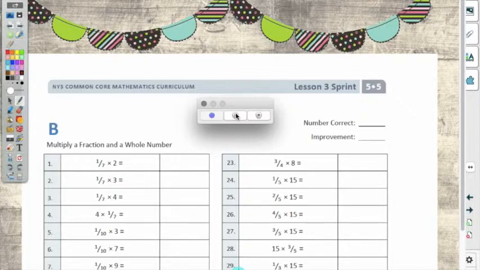120/8 equals 15, 168/8 equals 21, 315/9 equals 35, 378/9 equals 42, 147/7 equals 21, 336/7 equals 48.